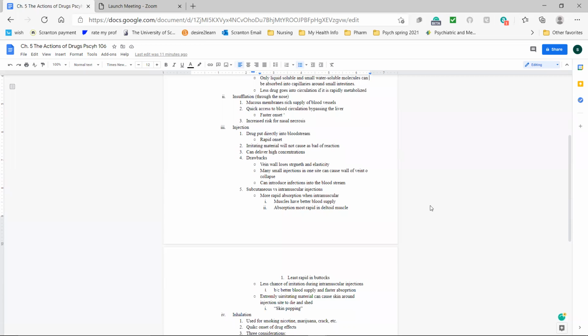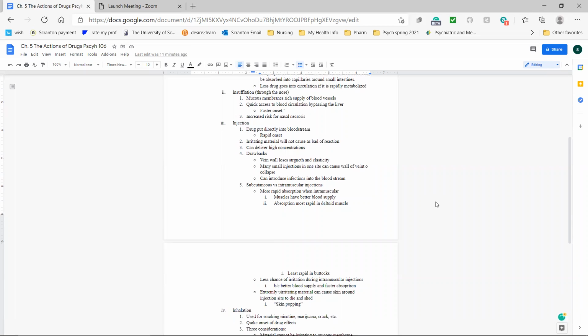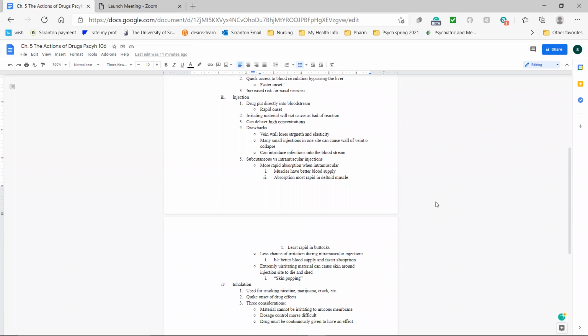Okay, so the subcutaneous versus intramuscular injections. There's a more rapid absorption when the injection is intramuscular. And the reason for this is because muscles have a better blood supply. And then the absorption is most rapid in the deltoid muscle and slowest in the buttocks. There's a less chance of irritation during intramuscular injection because there's better blood supply and faster absorption. And extremely irritating material can cause skin around the injection site to die and shed. This is called skin popping.